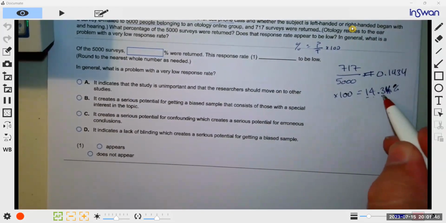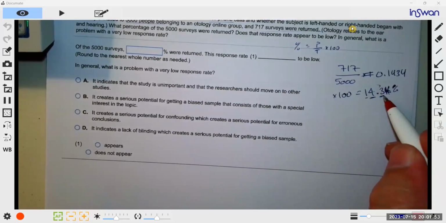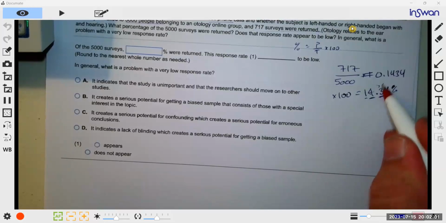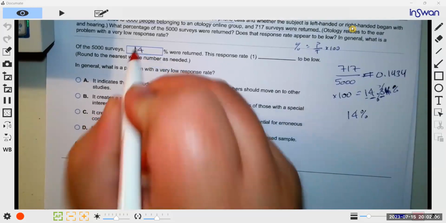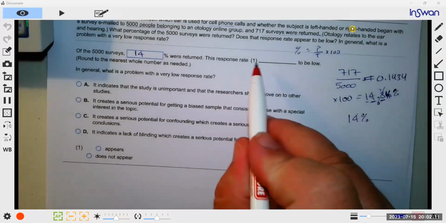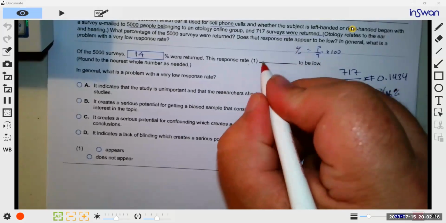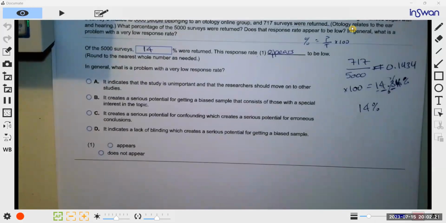So we don't need that number. We look at this one. Since we're rounding to this number, we look at the next digit. If it's between 0 and 4, just drop it. If it's between 5 and 9, add 1 to this number. So that's a 3, just drop it. So it's 14%. So that's what goes there. The response rate appears to be low. It does appear to be low, but it's only 14%. Here are the possible answers: appears and does not appear.